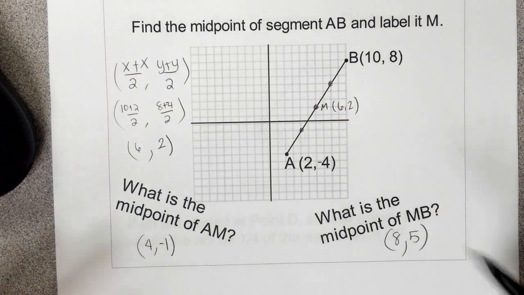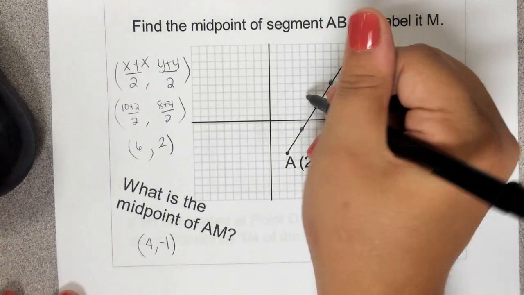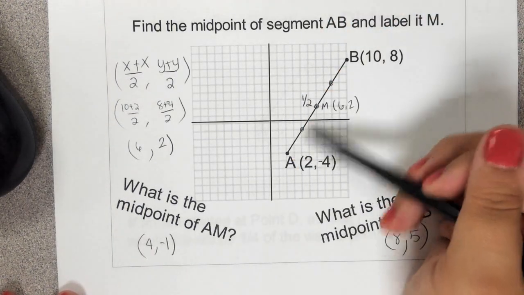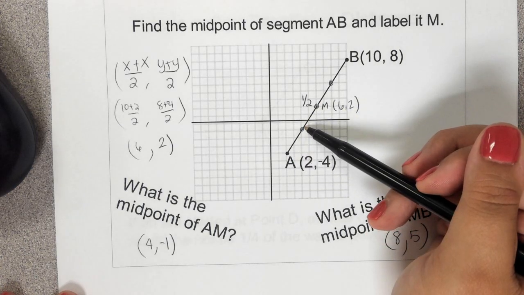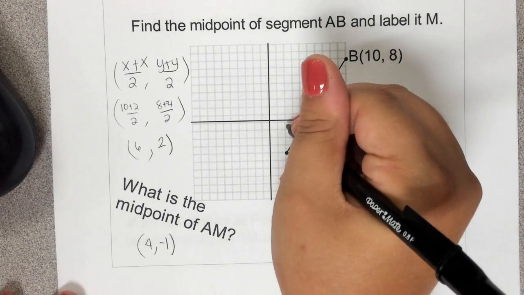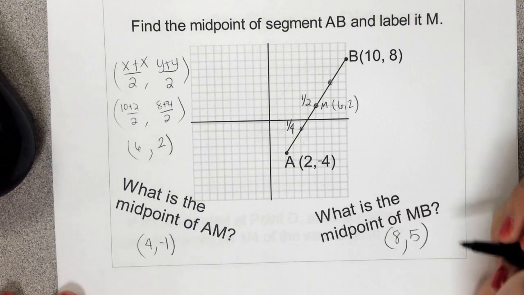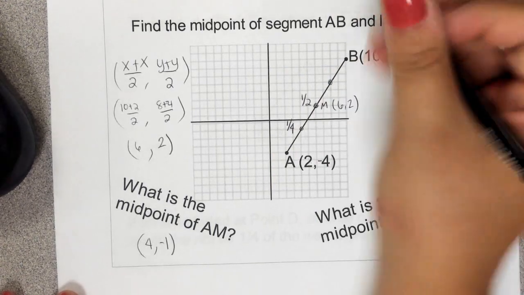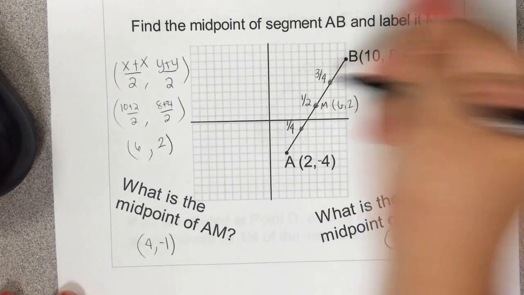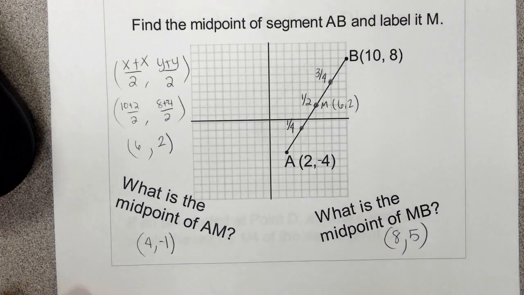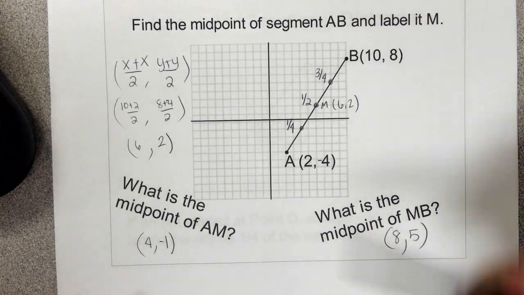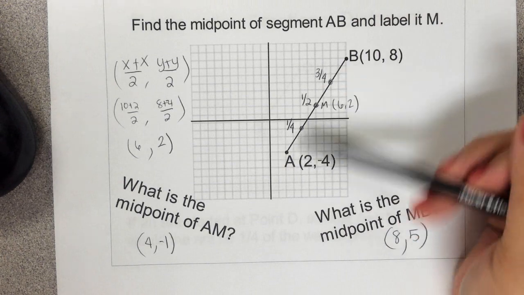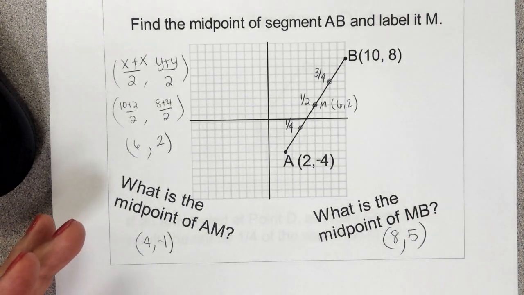Now, this was the midpoint. That means that's half of the way. So if I find the midpoint of the midpoint, how far is this? That would be 1/4 of the way. And the other midpoint of the midpoint would be 3/4 of the way. So if I'm ever asking you to find 1/4 or 3/4, you can just do midpoint twice. I hope that makes sense.